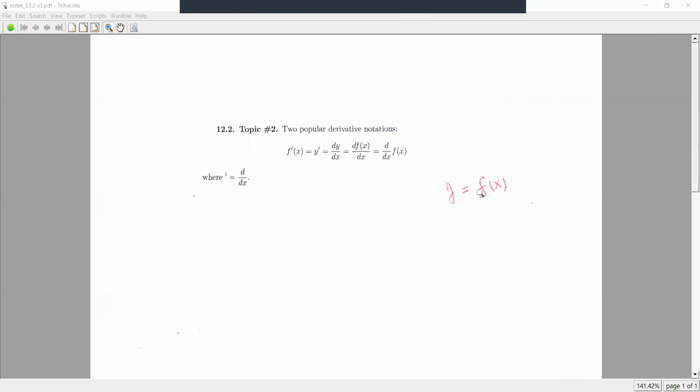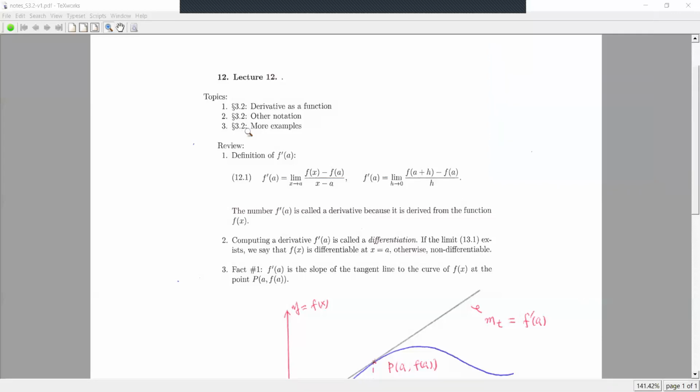Because y is equal to f of x, f prime of x is equal to y prime, and dy over dx is equal to df of x over dx. We will see some examples about the d over dx notation in topic 3, the next topic. Topic 3, more examples.